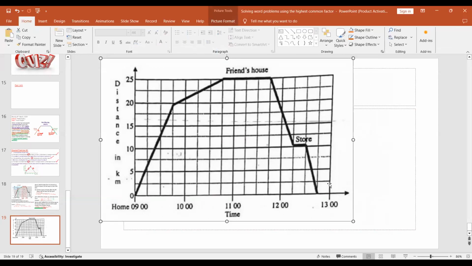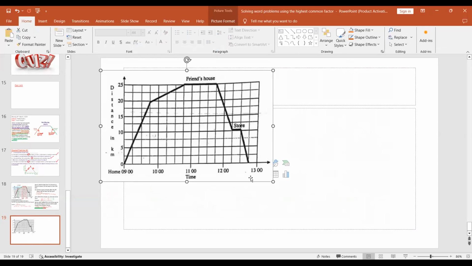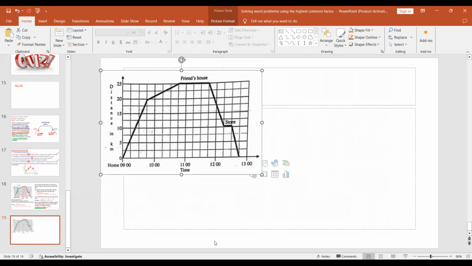So let me put this on the side. On the graph, you notice this thing says 13. So it goes from 12 to 13. What does the 13 mean? When I say 13? 1 o'clock. Very good. So that's what 13 means. That's in military time. So that's why it says like that.